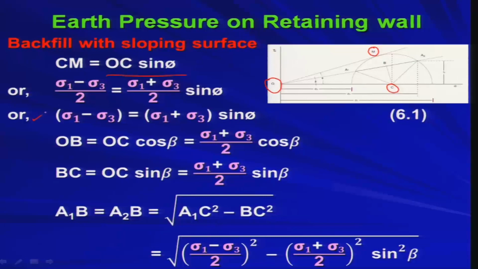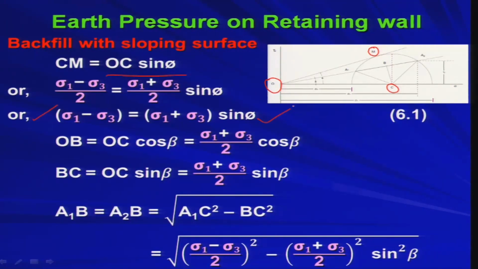So, Cm is equal to OC sin phi. Now, what is Cm? Cm is the radius of the Mohr circle. Now, how can I express that? Sigma 1 minus sigma 3 by 2, agreed, is equal to, what is OC? OC is the distance between the Mohr circle center and the origin. So, that can be expressed as sigma 1 plus sigma 3 by 2 into sin phi. Therefore, I can write sigma 1 minus sigma 3 is equal to sigma 1 plus sigma 3 into sin phi. Okay, so, got it.